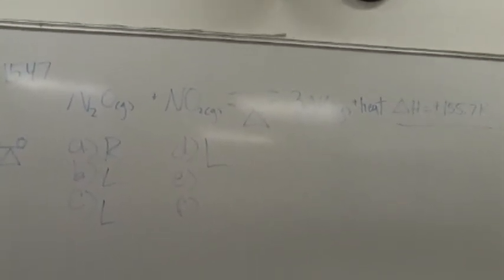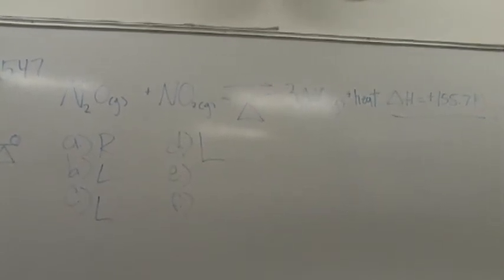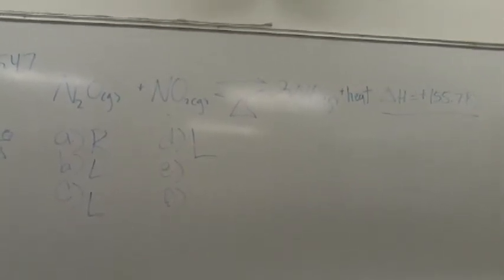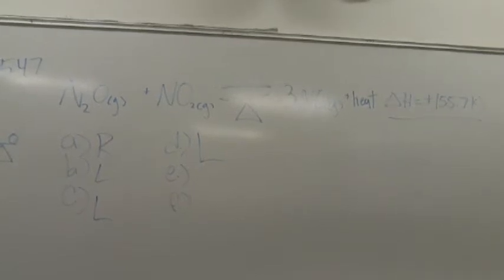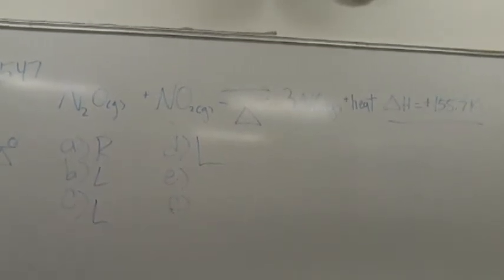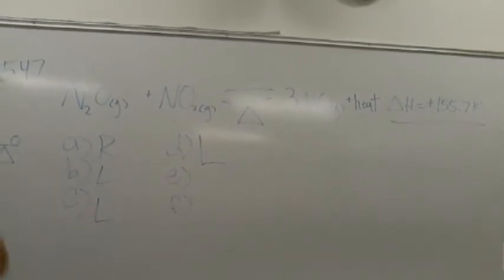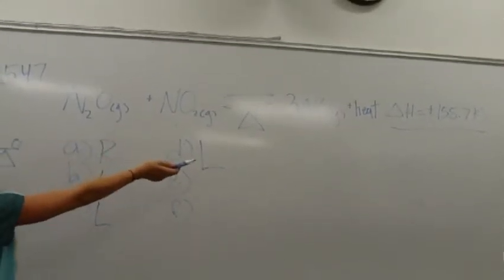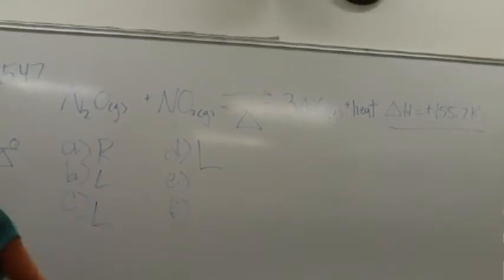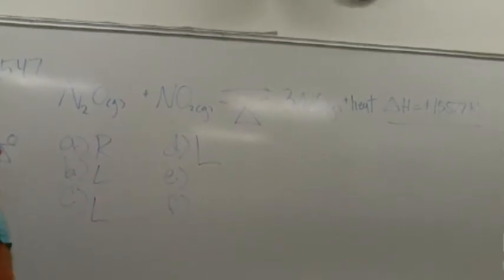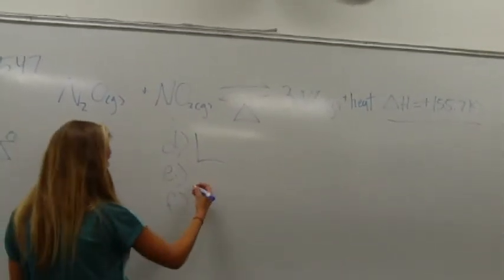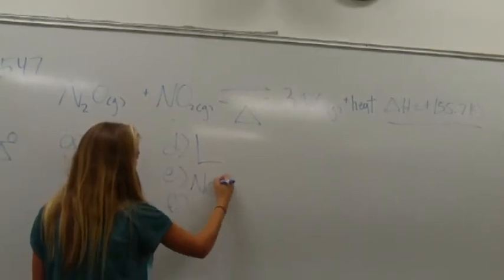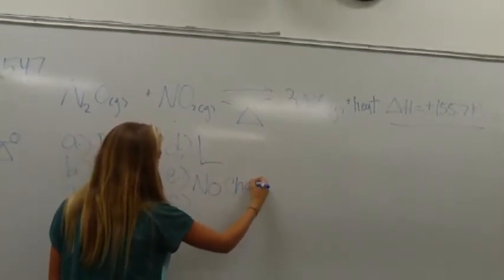E is adding helium gas to the reaction mixture at a constant volume. So adding helium gas, it's going to do nothing because helium's not going to react. Helium's not in the reaction at all, so adding more helium won't do anything to this system. It's kind of a trick question, I guess. There's no change.